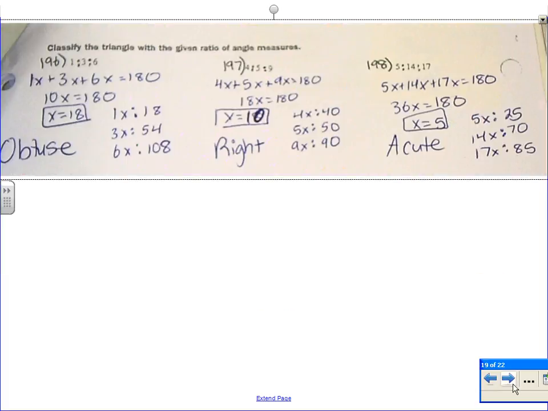196. X is 18. The angles are 18, 54, and 108. It's obtuse. 197. X is 10. It's a right triangle. The angles are 40, 50, and 90. 198. X is 5. The angles are 25, 70, and 85, and it's acute.